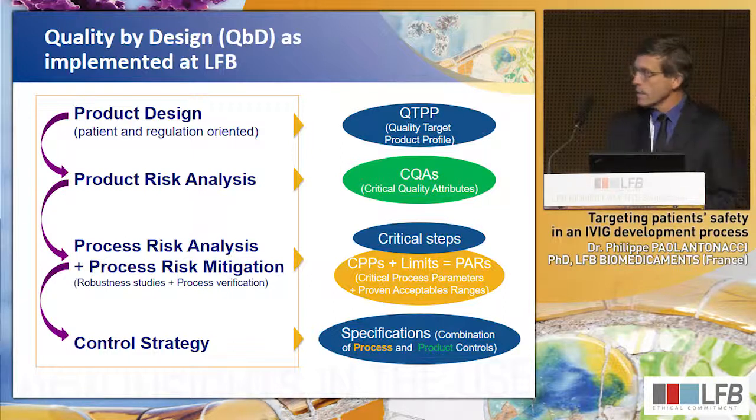And the last step is related to the control strategy, which is a combination of process and product controls. That means we have clear justification of each of these specifications.